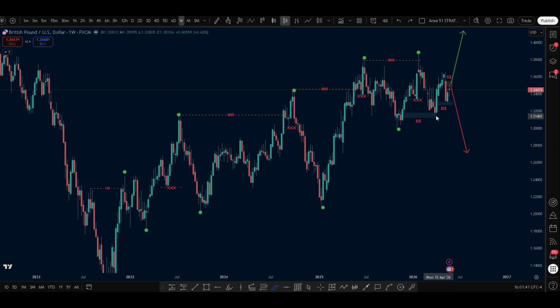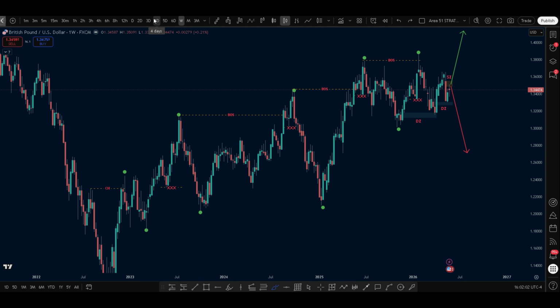All right, so the inducement was created. Retail traders are literally induced, taken out. The stop loss was taken out. Now, smart money traders moved, entered the trade again, continuously going higher highs. All right, now let's go to the daily time frame.